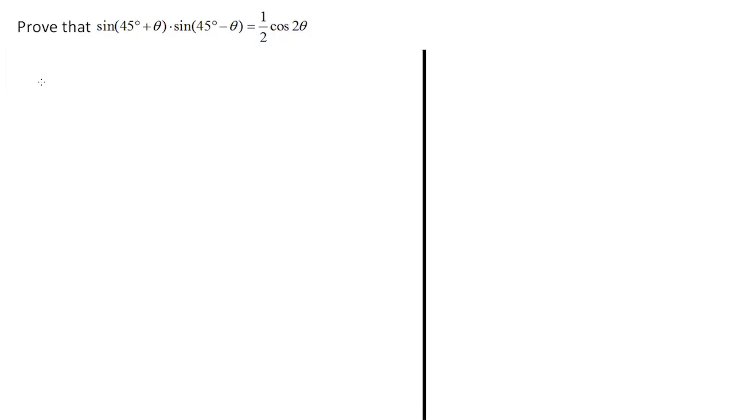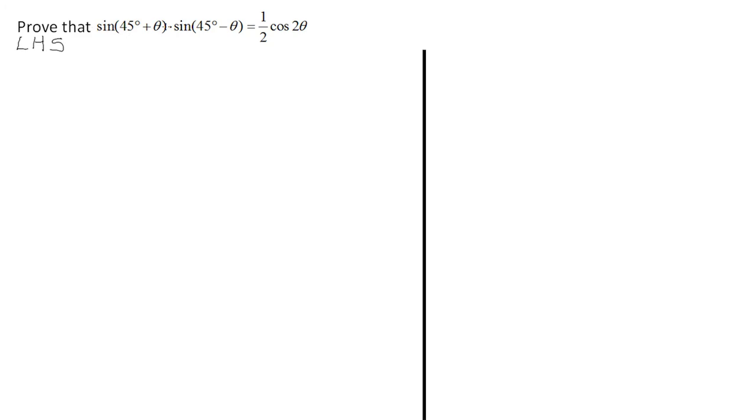Here we have another proof. Sine of brackets 45 degrees plus theta multiplied with sine 45 degrees minus theta is equal to a half cos 2 theta. As is the case with all proofs, we will always start at our left-hand side. And now once again I'm going to start straight away with the expansion of sine in both instances.